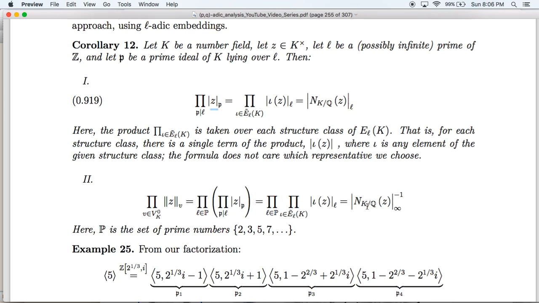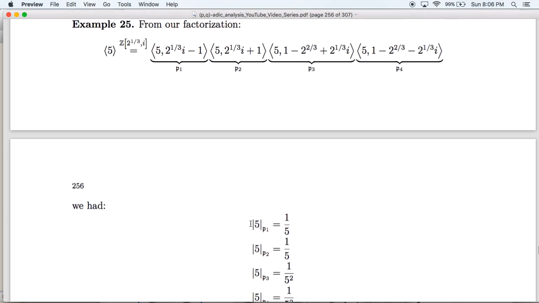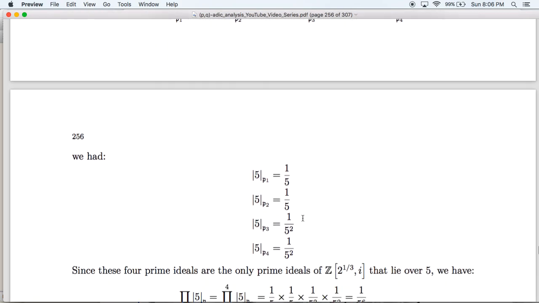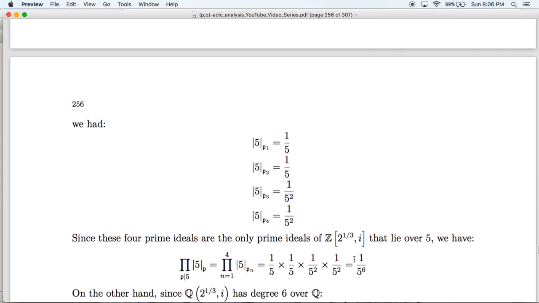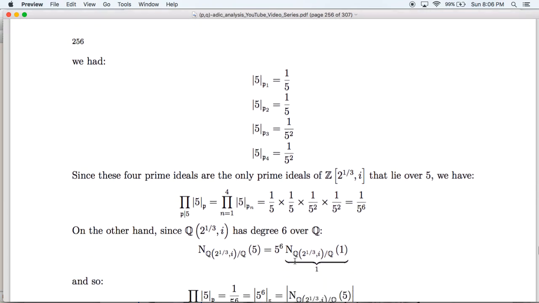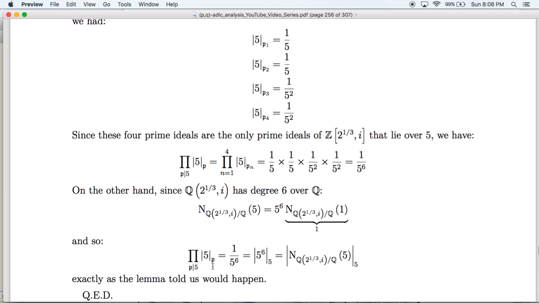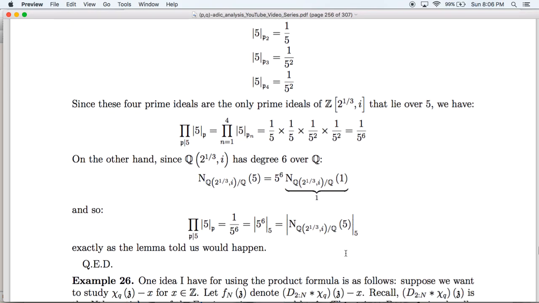And so we get this. So as an example, just as what we saw earlier, from our factorization of 5 in this ring, and here's p1, p2, p3, we had that these absolute values were as follows. When we multiply them all, we get 1 over 5 to the 6th. And note that since this field has degree 6 over Q, the norm of 5 is equal to 5 to the 6th. And so the product of the p-adic absolute value of 5 for all primes p of this field that divide 5 is equal to 1 over 5 to the 6th, which is equal to the 5-adic absolute value of the field norm of 5, exactly as the lemma told us would happen.